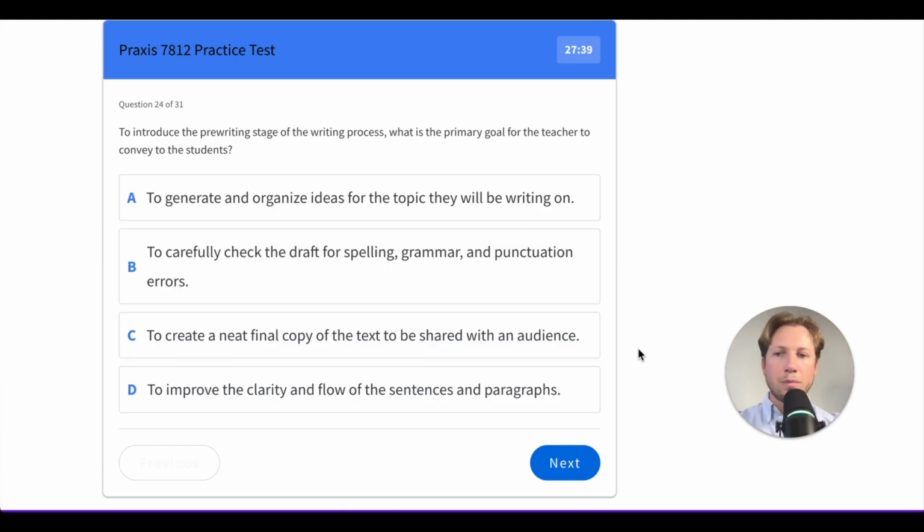All right, so talking back about question number 24, I'm going to choose answer option A. That's to generate and organize ideas for the topic they will be writing on. Because remember that there are different stages of writing, and the pre-writing stage is all about brainstorming and planning, where our young writers can explore topics and gather ideas as well as organize their thoughts before they begin drafting, which is another stage in the writing process.